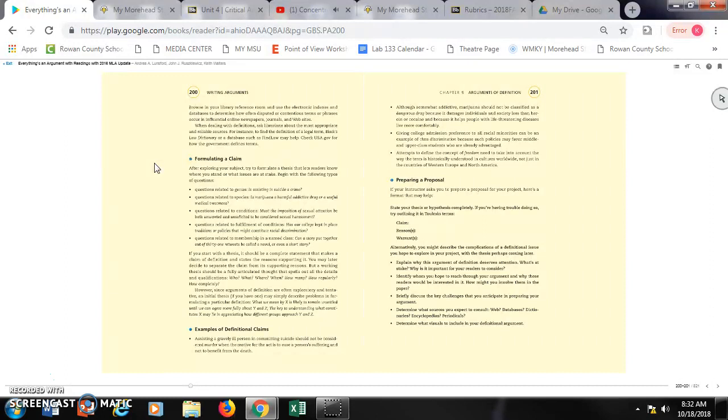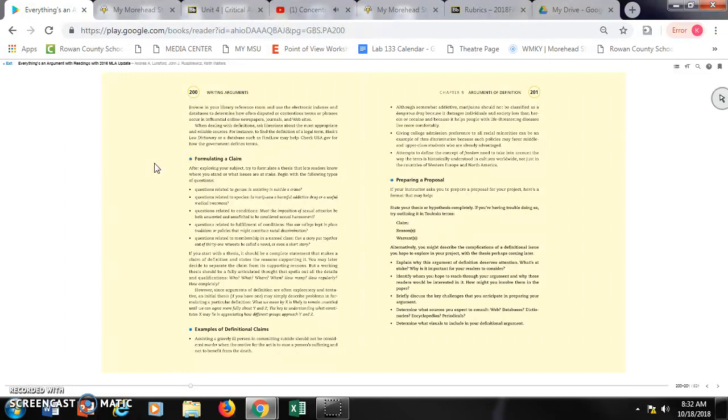Without a claim, where do you go? What are you convincing your audience of? Your claim has to be strong. It needs to be a supported sentence, not just a simple one. After exploring your subject, try to formulate a thesis.